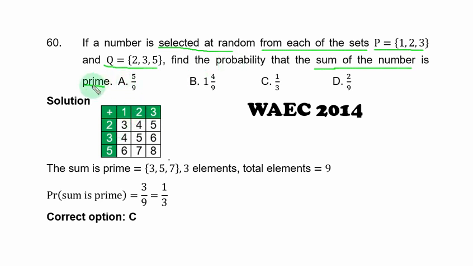We are interested in prime, a number with 2 factors, 1 and itself. From the given table, the sums that are prime, you have these elements, and they are 3. Total elements is 9. Therefore, probability sum is prime is equal to number of elements that are prime, 3 over total 9, and you have 1 over 3. The correct option is C.